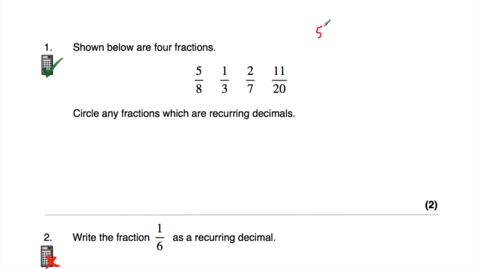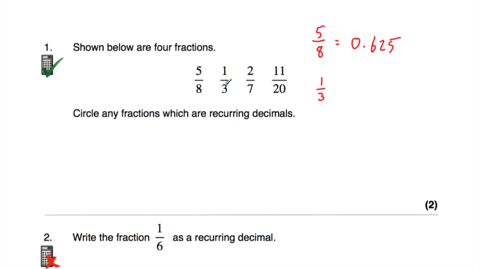So let's start off with 5/8. If we do 5 divided by 8 in our calculator, or you can use the fraction button if you wish, 5 divided by 8 would be 0.625. Now that decimal stops, so that's a terminating decimal, not a recurring decimal. So 5/8 is a terminating decimal, so we're not going to circle it.